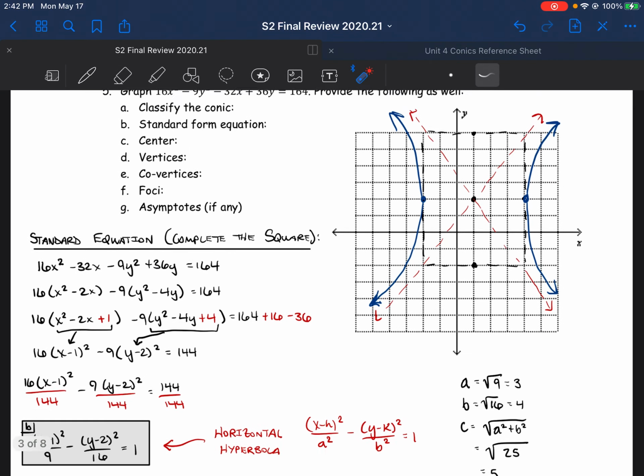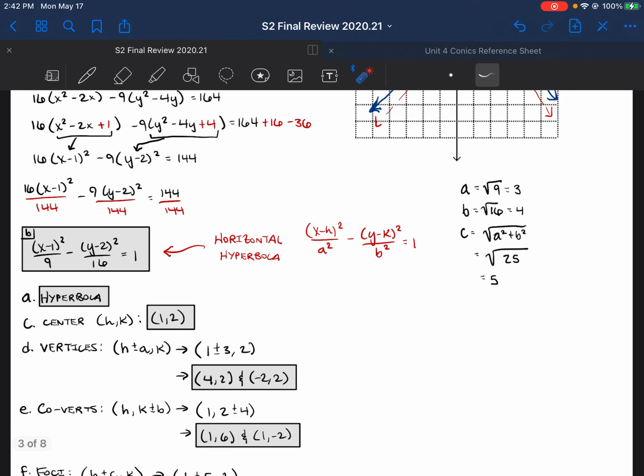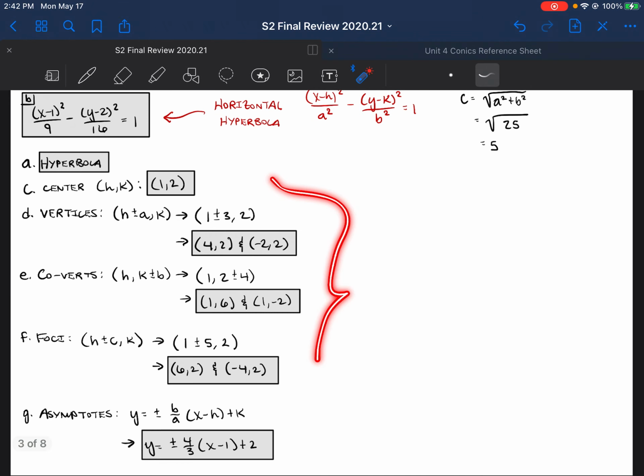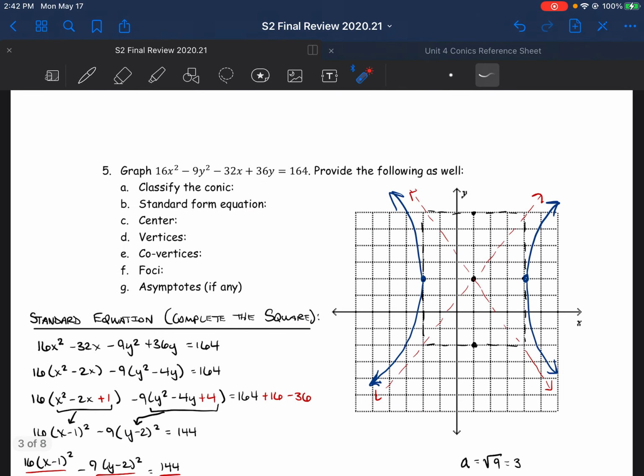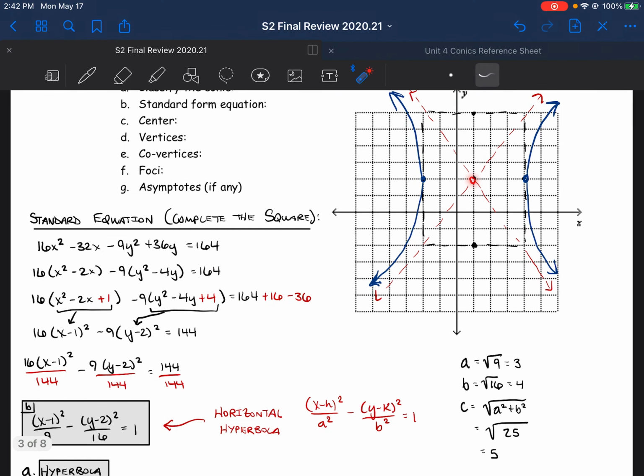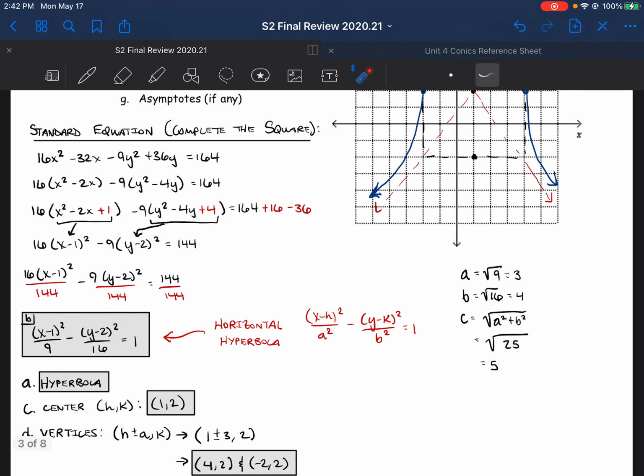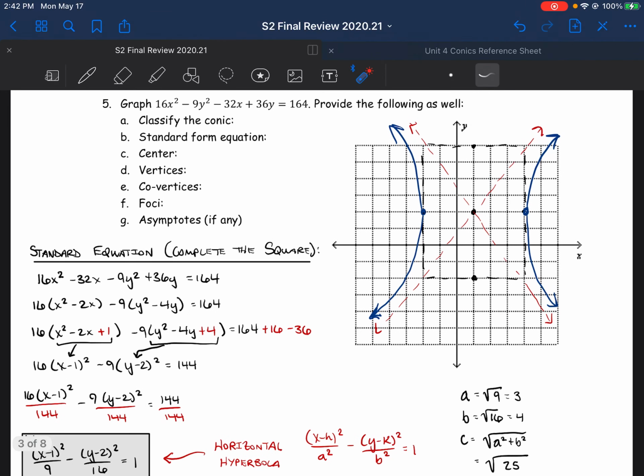All right, and last thing to do is for us to graph it. I'm just going to take everything that we have right here, throw it onto a graph. So we have the center right there at 1, 2. We have the vertices at 4, 2, and negative 2, 2. Co-vertices up here, all that good stuff.